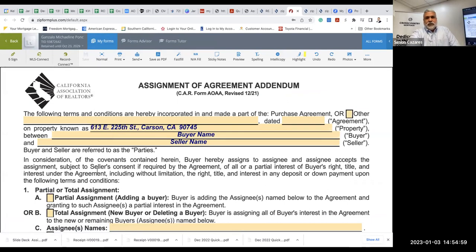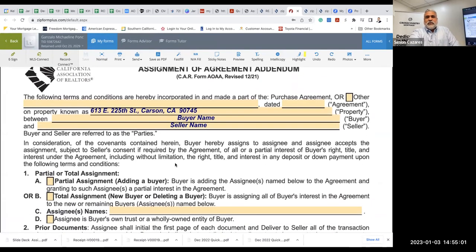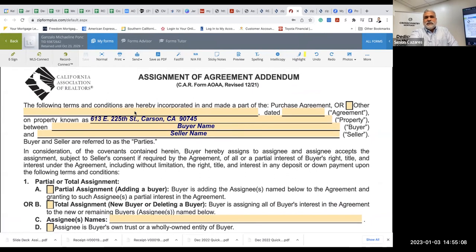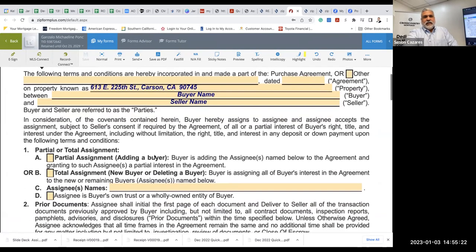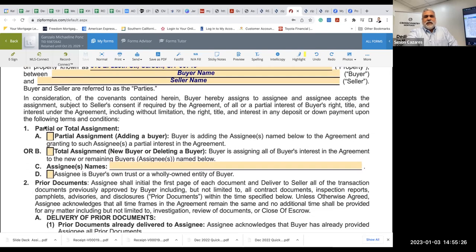Okay. So here is full transparency, full disclosure to all parties. What is the intent? All right. The following terms and conditions are hereby incorporated and made part of the purchase agreement or any other, right? If it's a land purchase agreement, if it's a commercial, then you're going to divulge that information between buyer and seller, right?